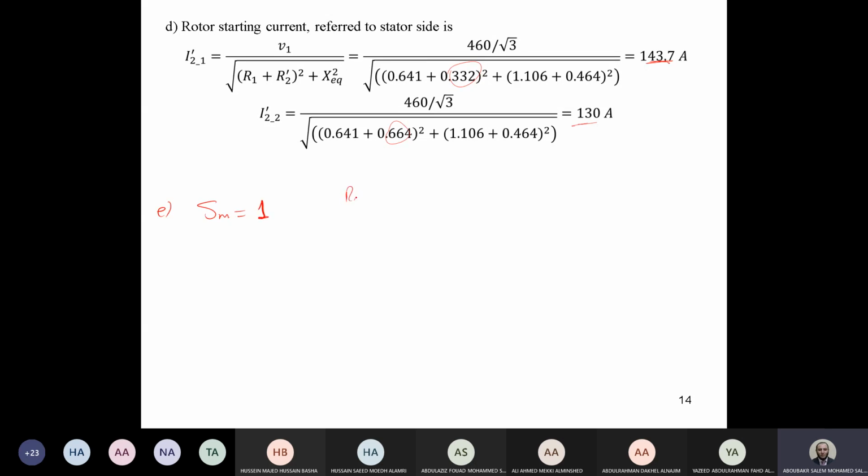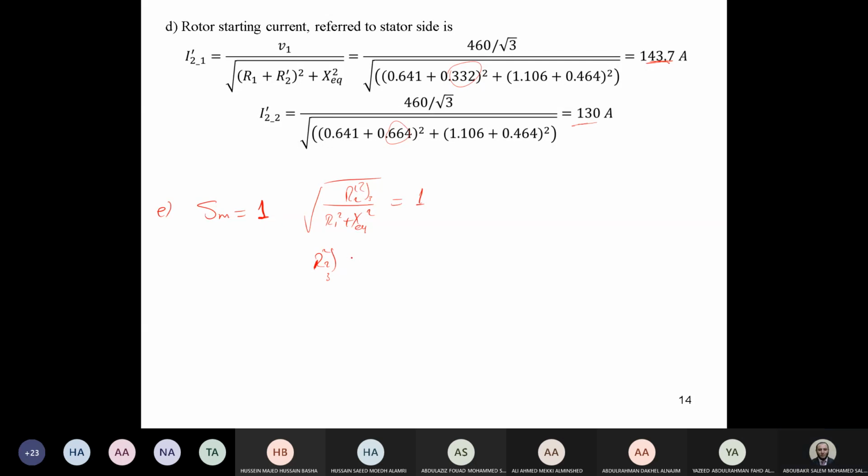So we can say R2 prime square over R1 square plus X equivalent square, all under square root, equals 1. Of course you can square both sides, so we can say R2 square. Which R2 square in this case? R2 at case number 3.